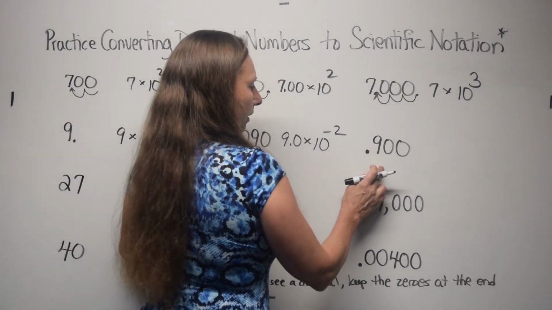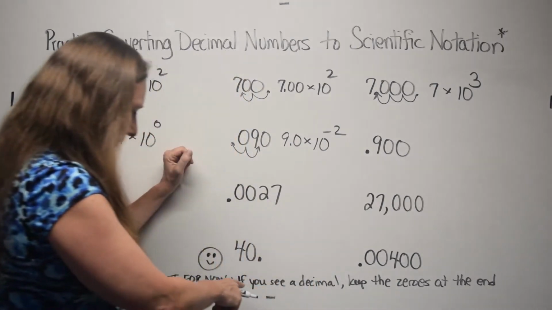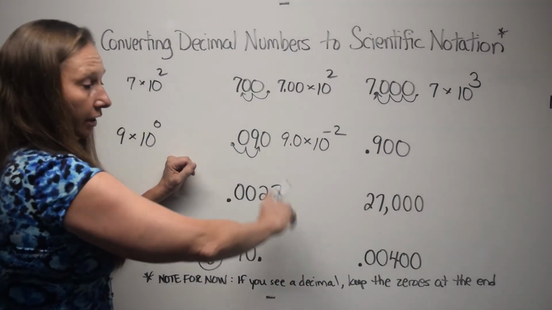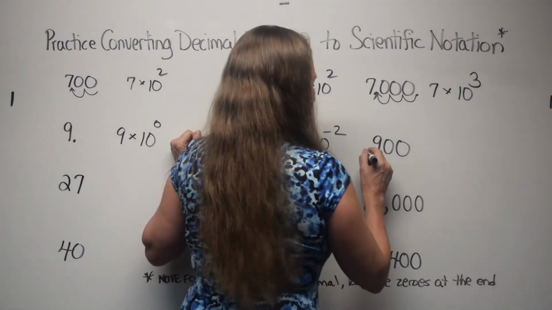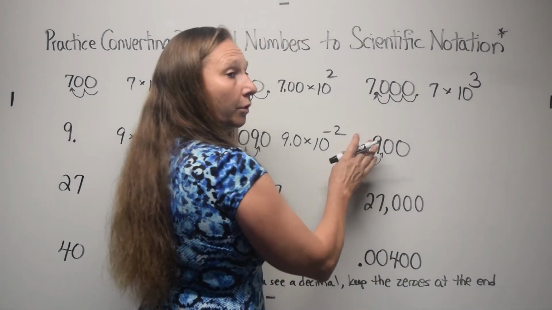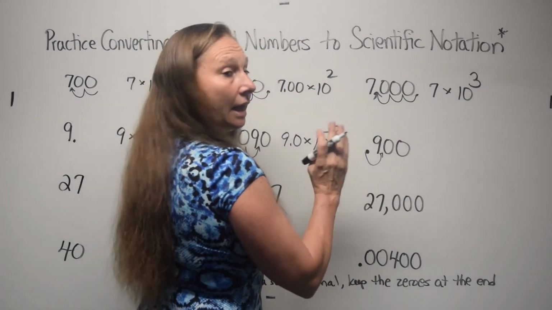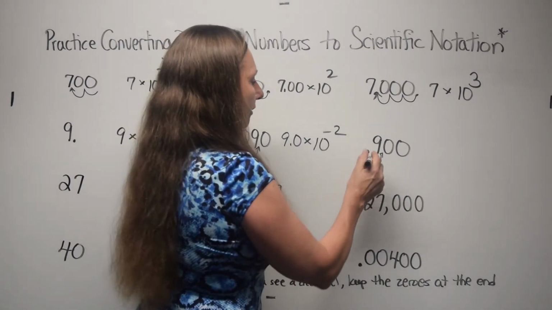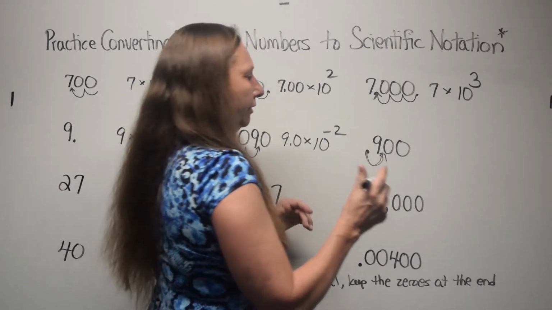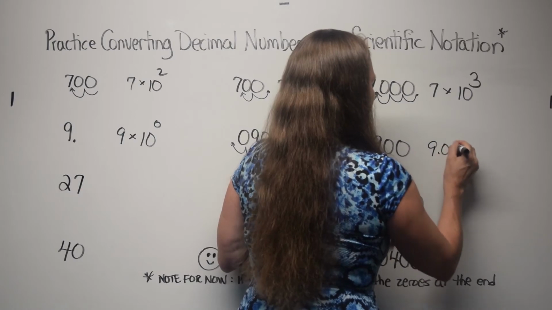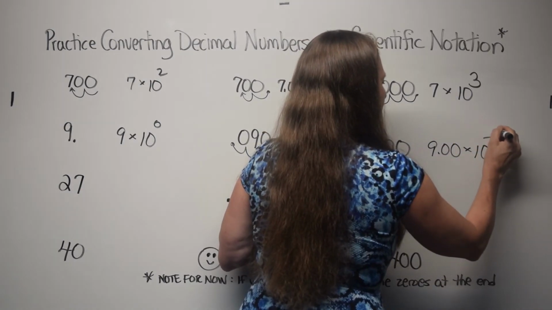This one here, I see the decimal, so I'm going to keep the zeros at the end. I'm going to jump once. The original number is less than 1, so this is going to be a negative exponent. 1 jump, negative 1. 9.00 times 10 to the negative 1.